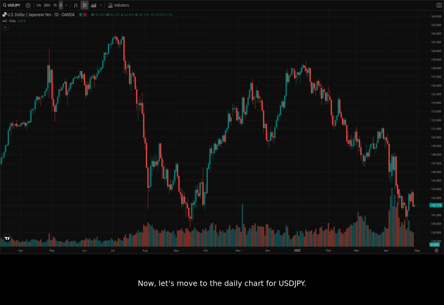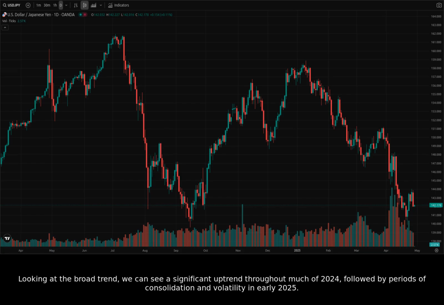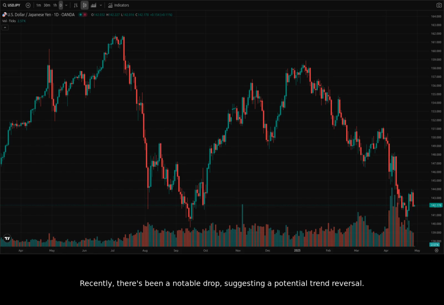Now, let's move to the daily chart for USDJPY. Looking at the broad trend, we can see a significant uptrend throughout much of 2024, followed by periods of consolidation and volatility in early 2025. Recently, there's been a notable drop, suggesting a potential trend reversal.